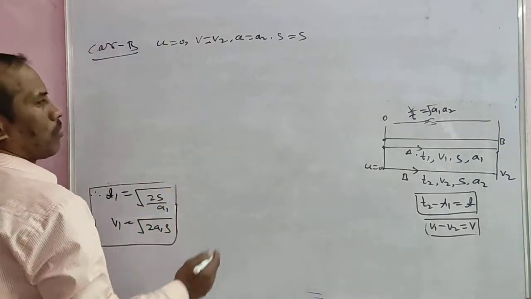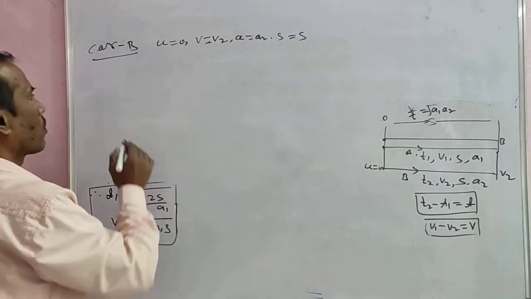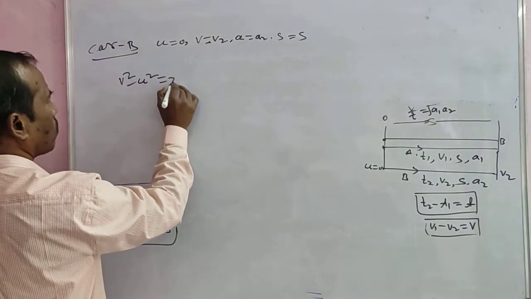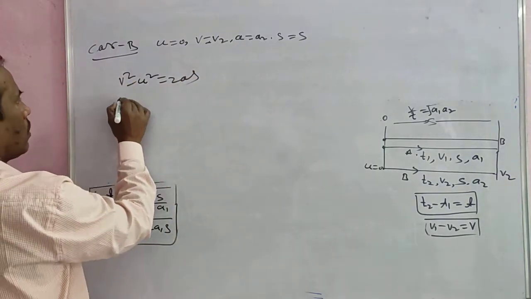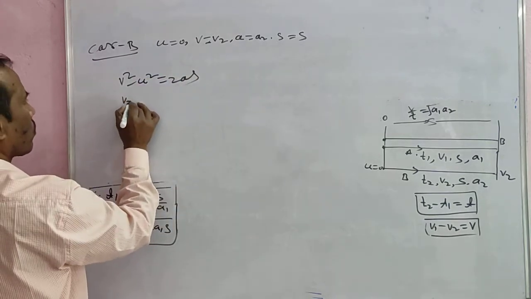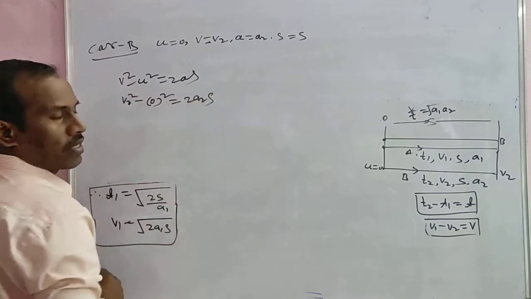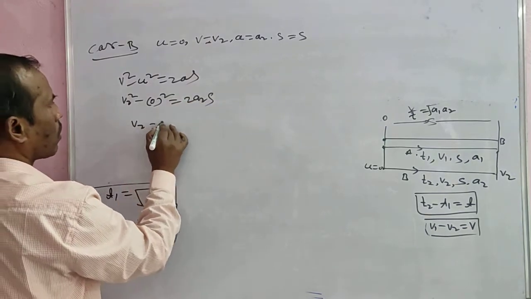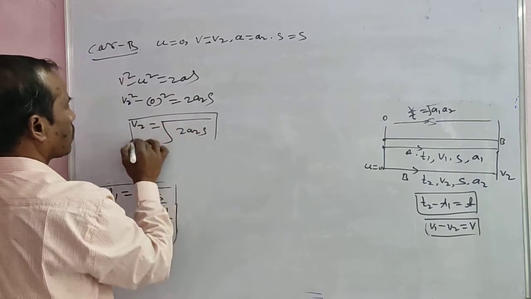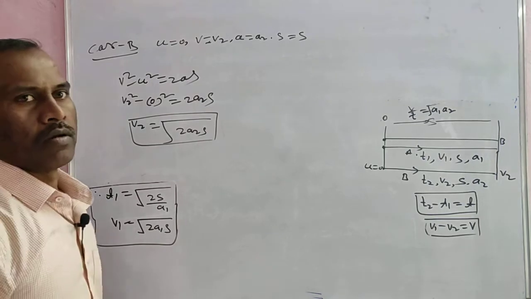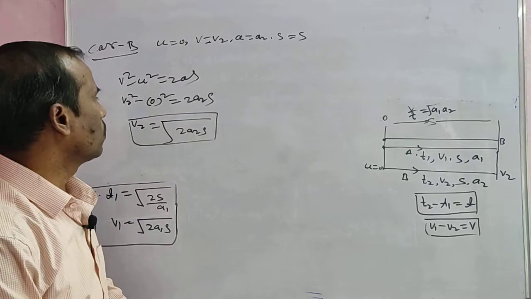Now, the velocity of car B at the finishing point, point B. Using v square minus u square is equal to 2as and substituting, V2 square minus 0 square is equal to 2 into A2 into S. So V2 is equal to the square root of 2A2S. This is the velocity of the car at the finishing point.